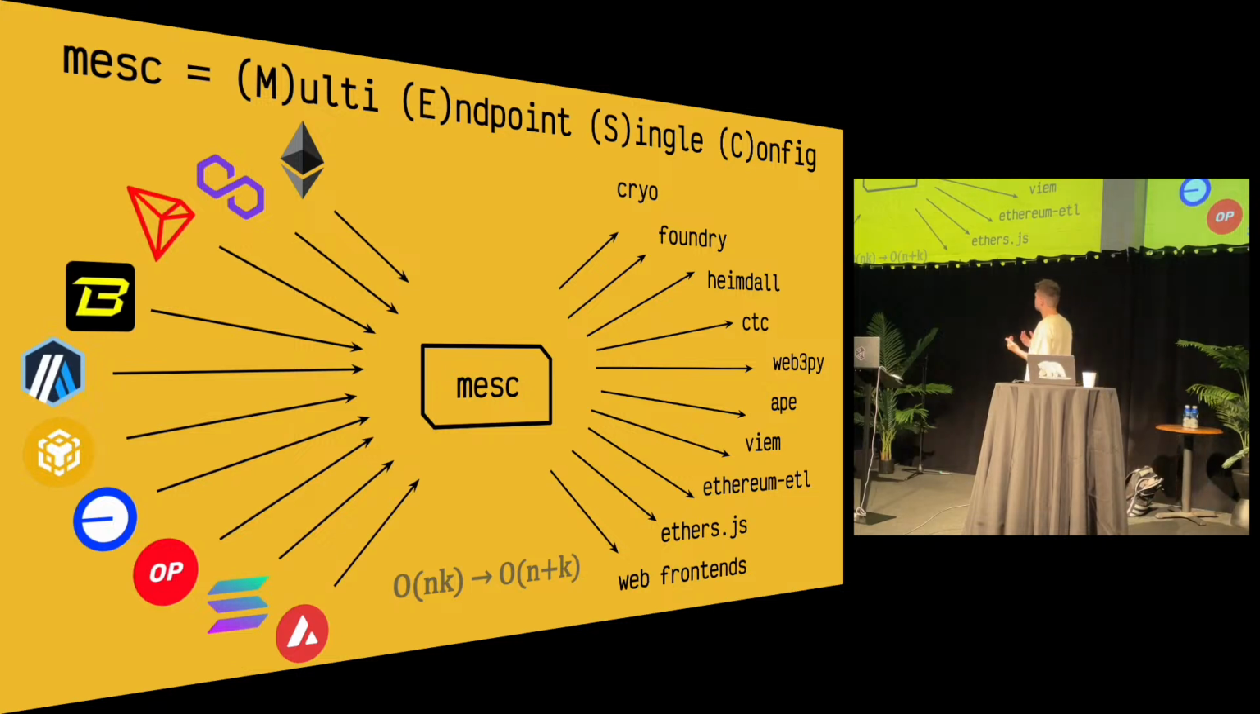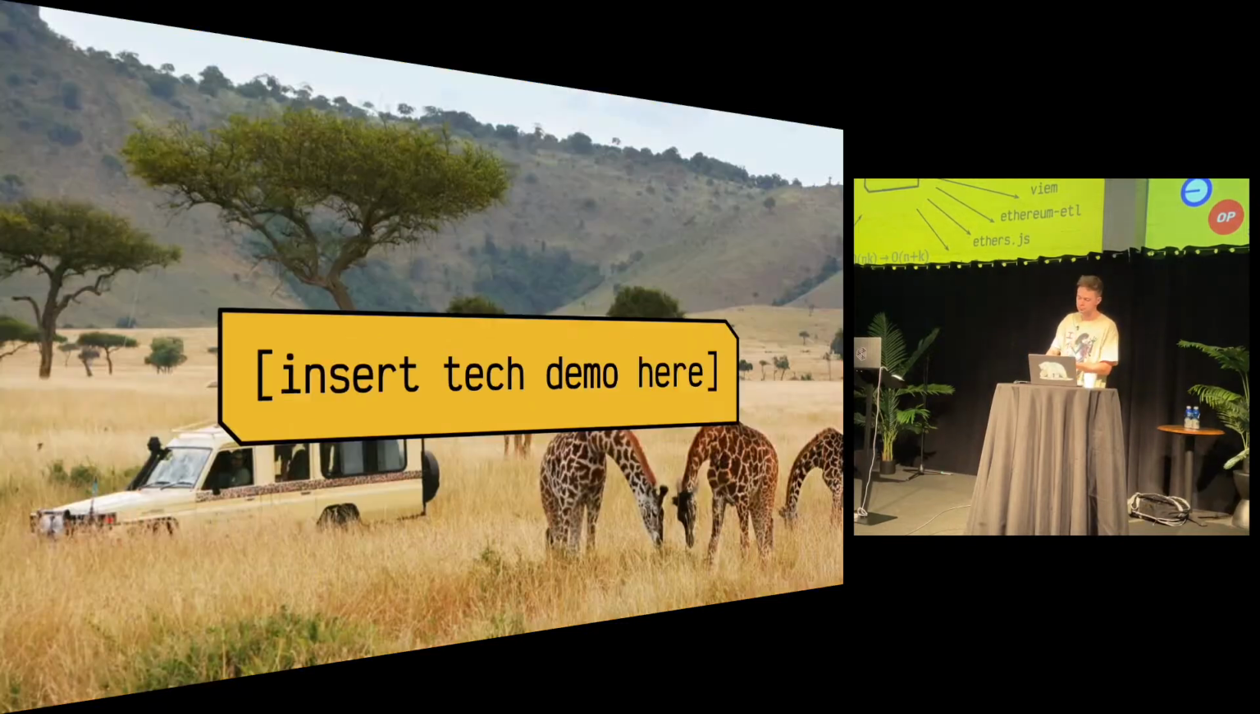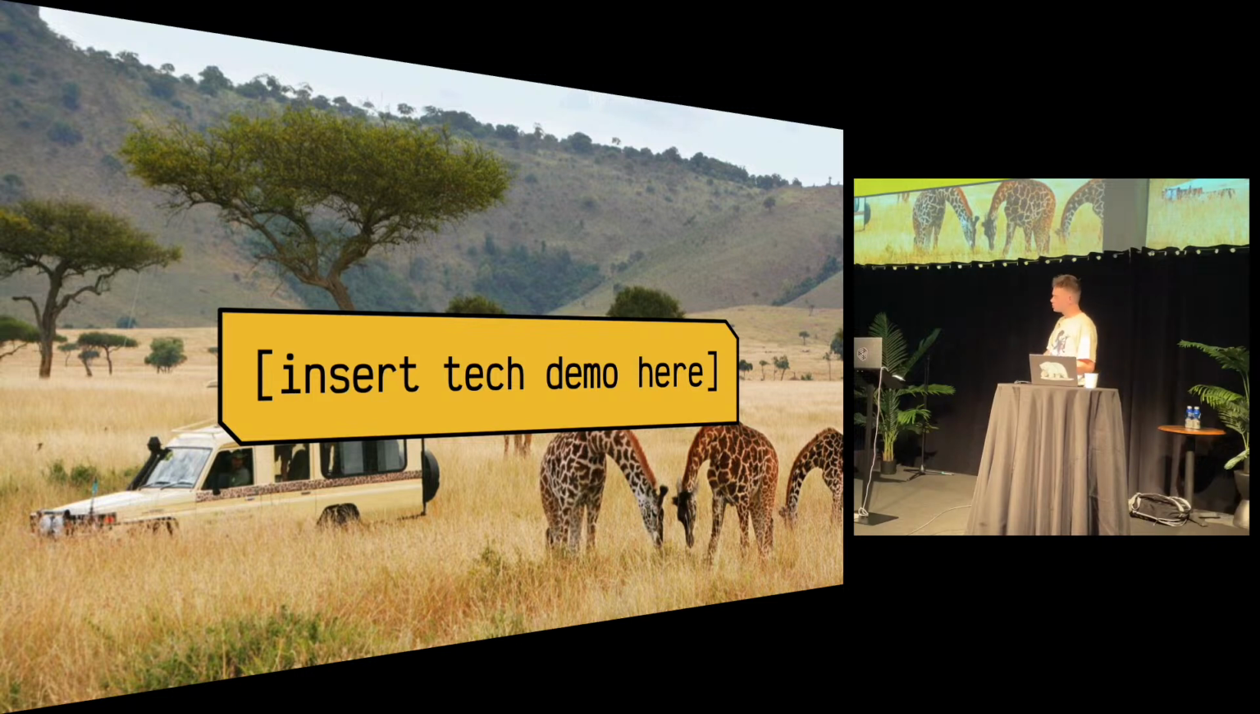Mesk simplifies this problem by creating a single source of truth. It tracks all of your endpoints, and then it exposes that info to all of the tools on your system when they need to perform RPC requests. And standardizing the config like this lowers the operational complexity and removes a lot of potential for human error. So let me show you how this works in practice.